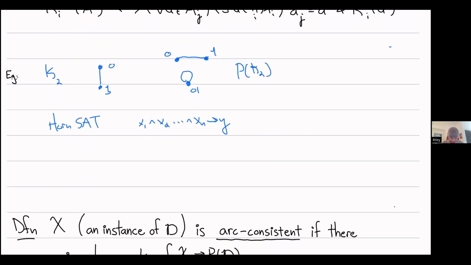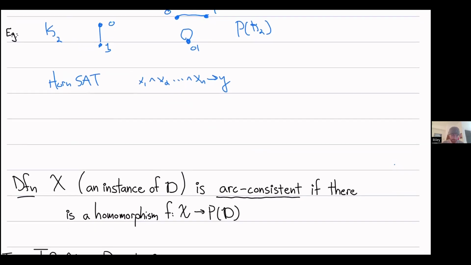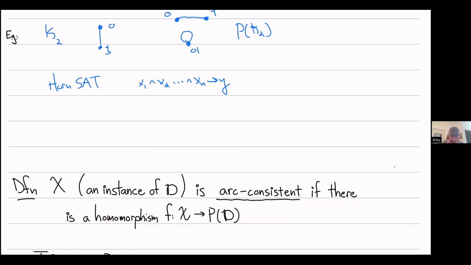Okay. Arc consistency. So for x, an instance of D, we say that it's arc consistent if there is a homomorphism from x to P of D. So there's some way of assigning non-empty sets to every variable in x, think of these as sets of possible values, and it's arc consistent if anytime we have a possible value for some variable and some relation that contains that variable, we can extend this possible value by filling in possible values for the other variables in that relation. So arc consistency is a necessary condition for satisfiability.